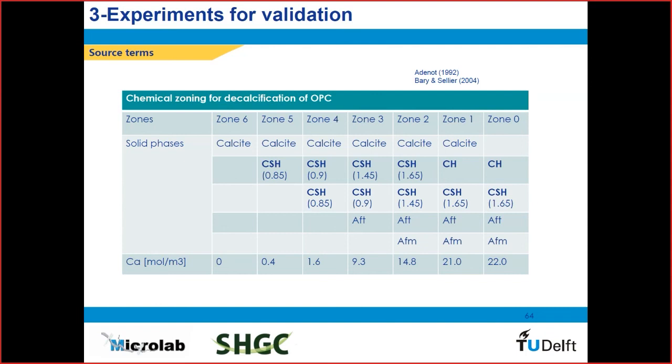So basically we took inspiration from Adenot himself and a study from Barry and Cellier, in which they envisioned this dissolution of the cement hydrates with a chemical zoning description. They said that for a certain calcium concentration in the pore solution, these are the phases. By phases, I mean Portlandite, CSH, AFT, and AFm that actually dissolve, and at which rate they dissolve. So then we can obtain how much calcium can be created at each time.